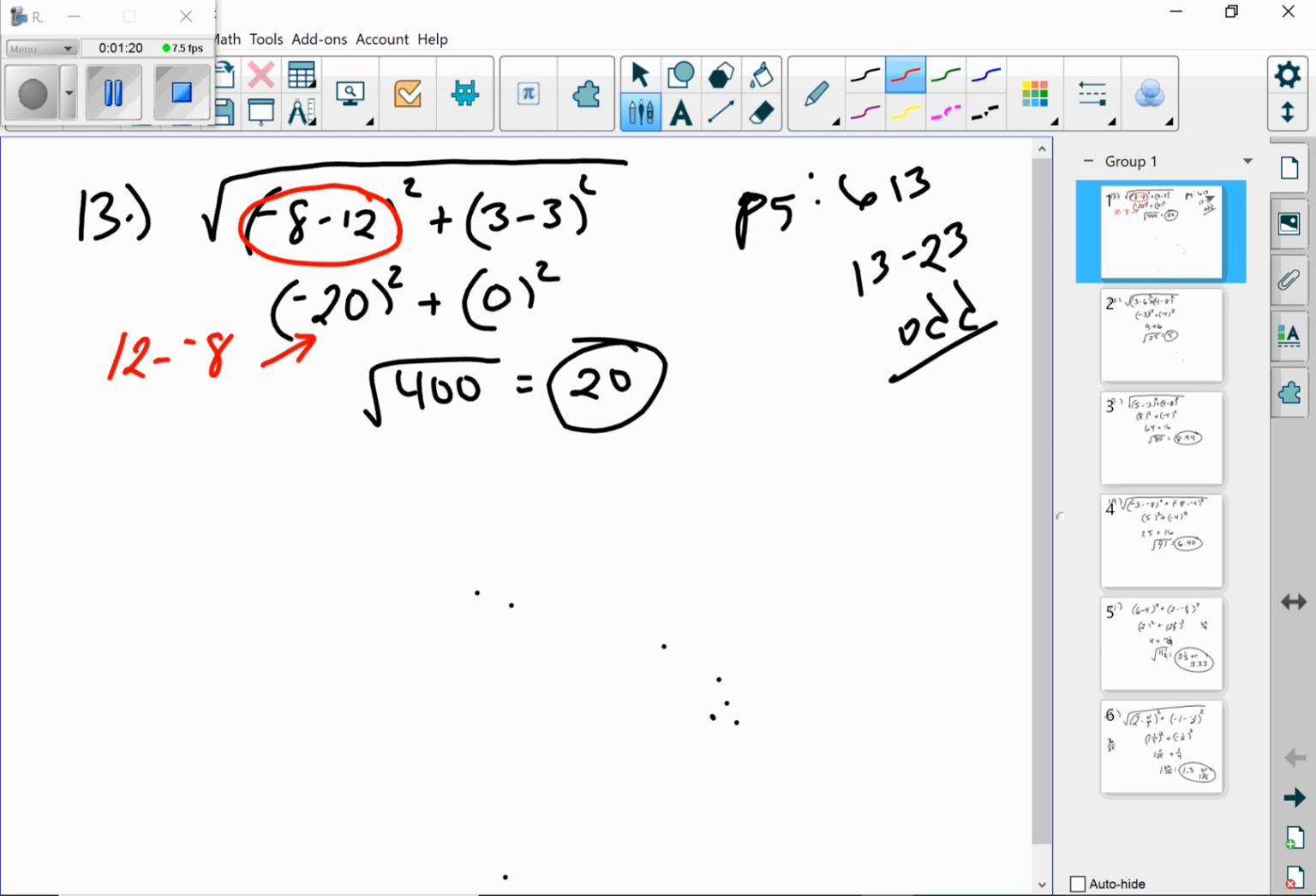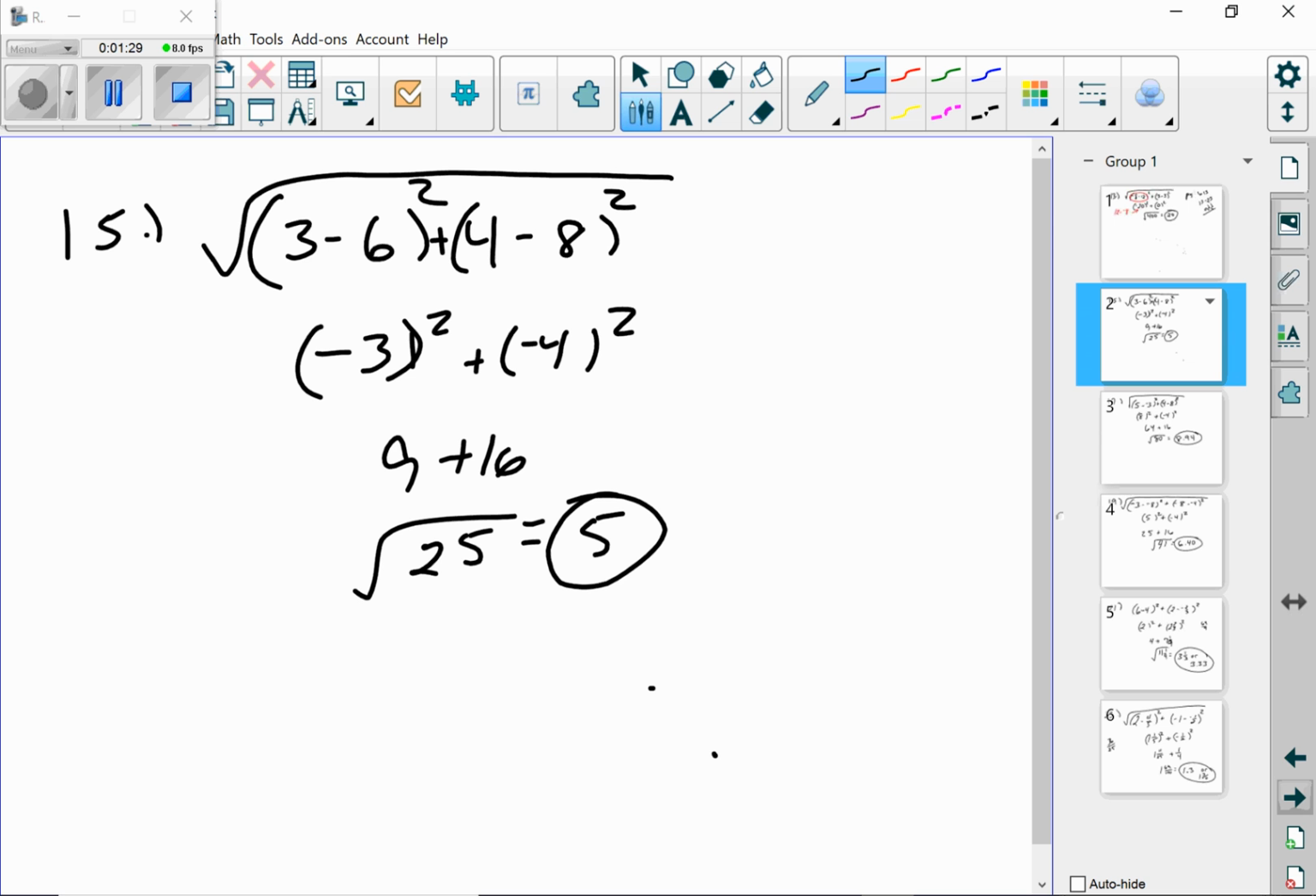So that being said, on number 13, I got 20 because you square rooted 400 to get 20. Number 15. 3 minus 6 is negative 3. 4 minus 8 is negative 4. Square those to get positive 9, positive 16. Look, you're always going to get a positive number here because you always square those two numbers. So you can't get negatives here. If you get negatives, you did your math wrong. You forgot how to square a negative or something. I got 25. Square root of 25 is 5, right? So number 15 is 5.